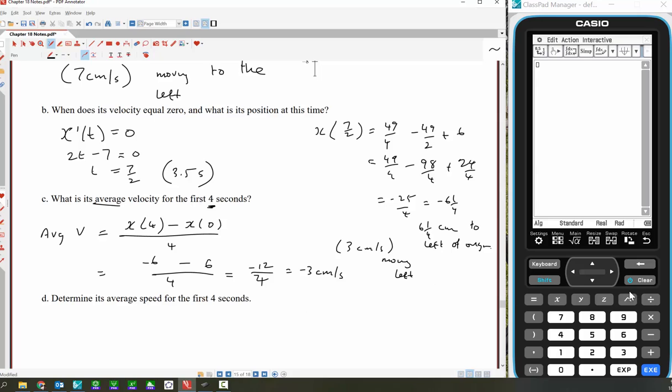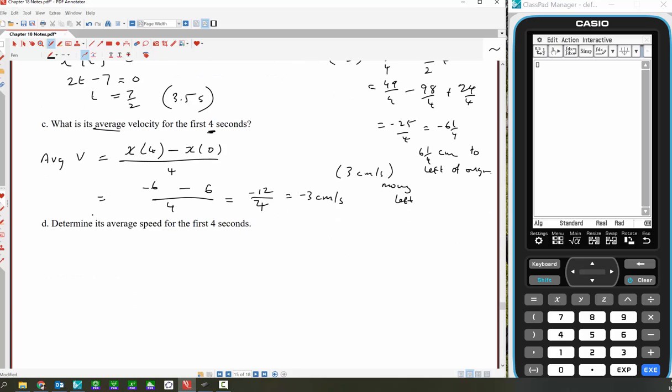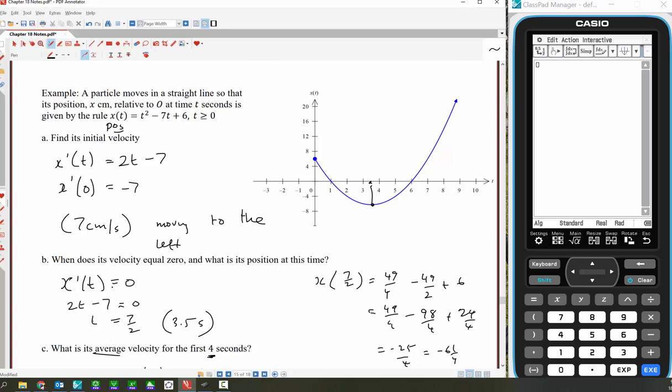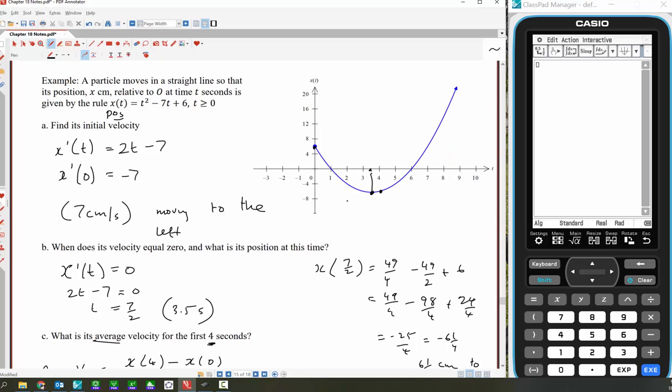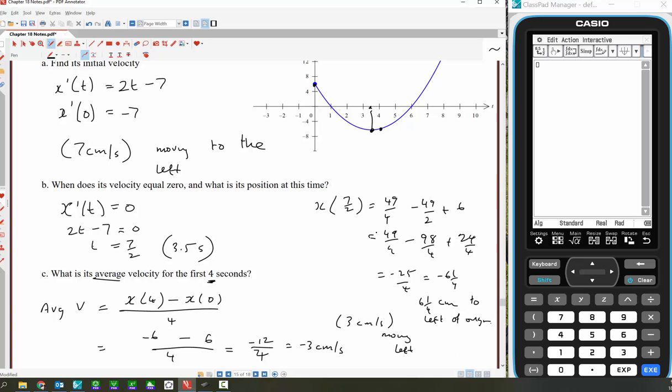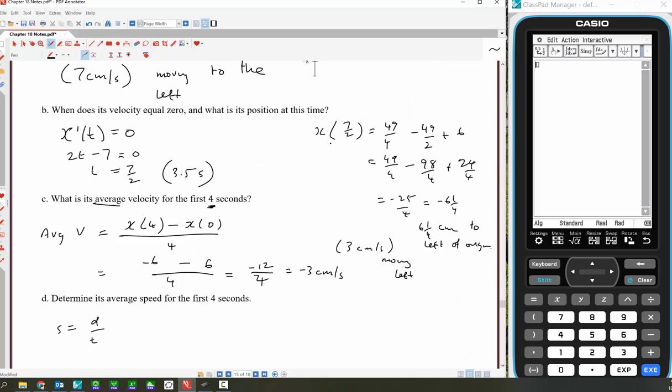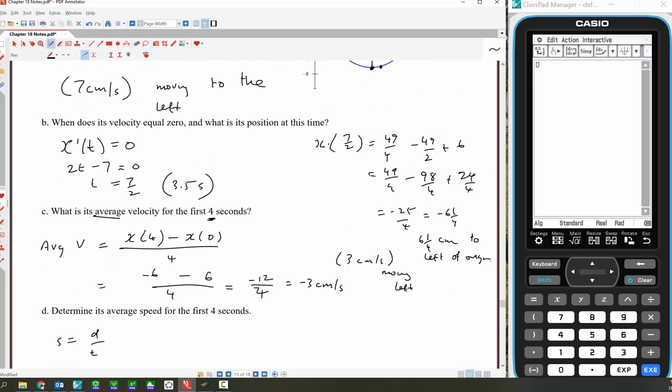All right, the average speed over the first 4 seconds. This is a different question. Speed equals the distance over time. I don't know the distance covered, but I know it takes 4 seconds. Now we just need to work out the distance. We know that the particle starts here, moves down to here, and then moves back to 4. The stationary point occurs there.